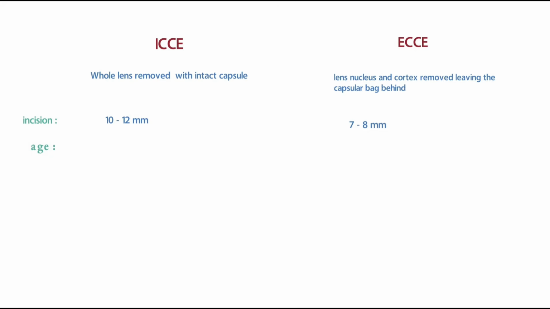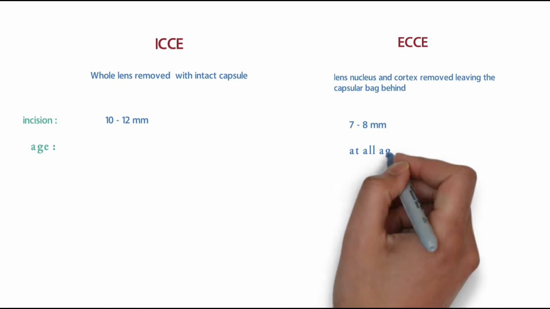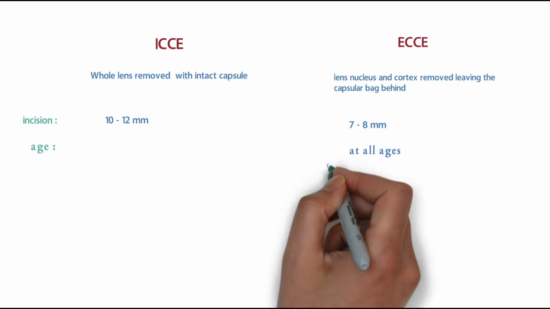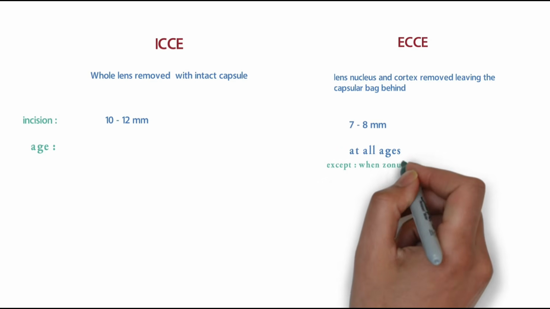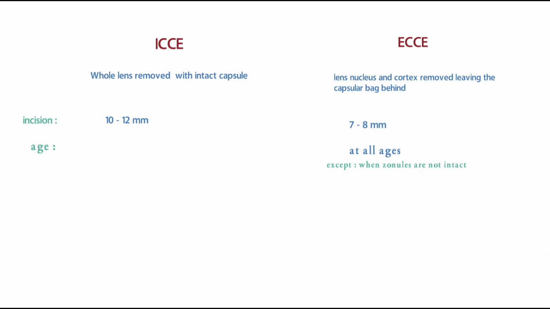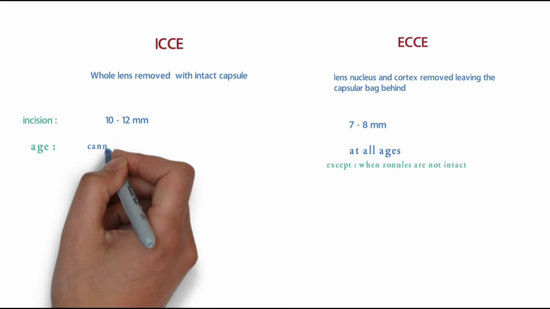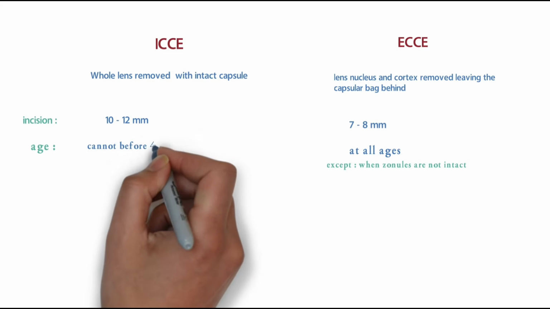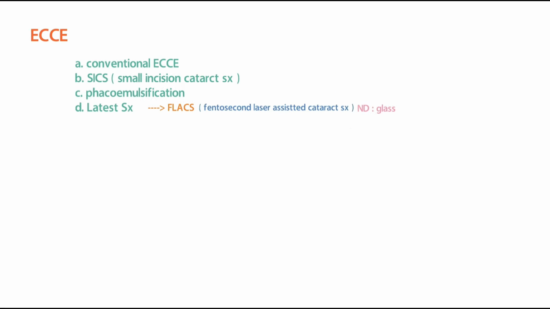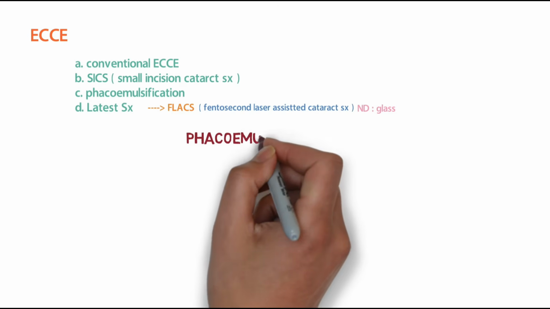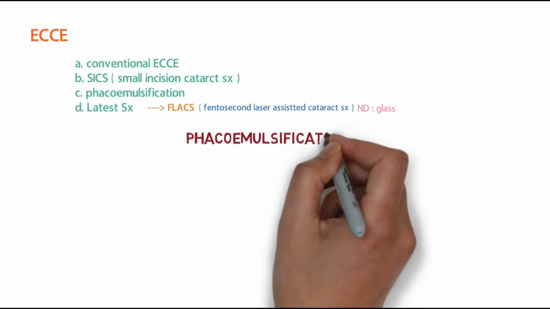Note that ECCE is a universal operation and can be performed in all ages except when juveniles are not intact, whereas ICCE cannot be performed below 40 years of age. Note this point. Now we are moving toward a very important topic, that is phacoemulsification.